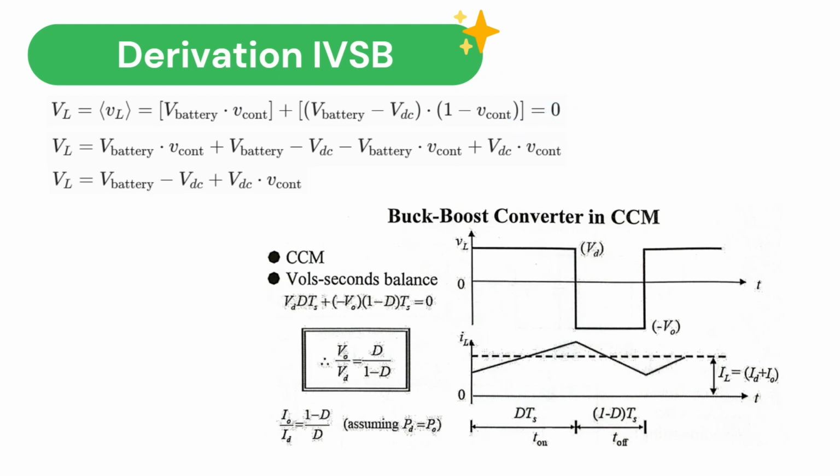And after simplifying the voltage here, in the equation we get VL equals the V battery minus the VDC, added with the VDC times the V control.